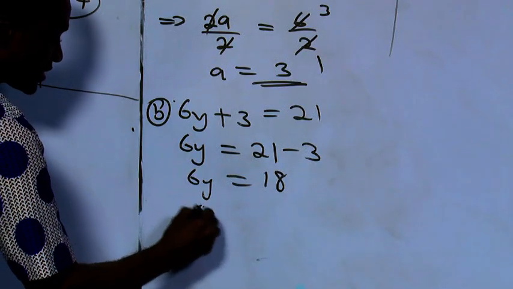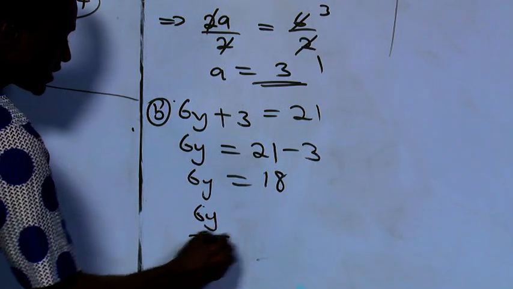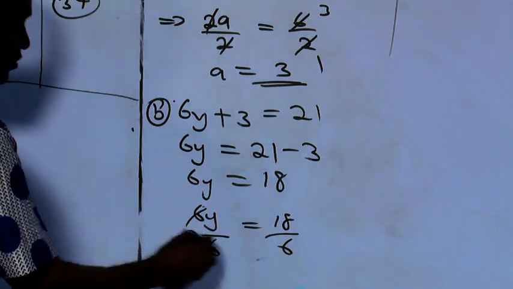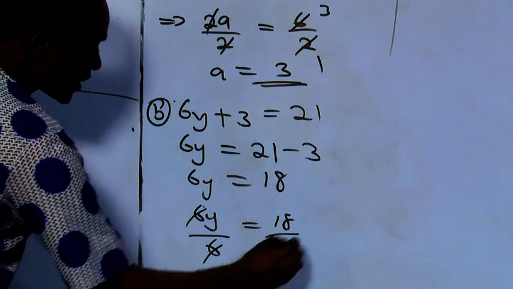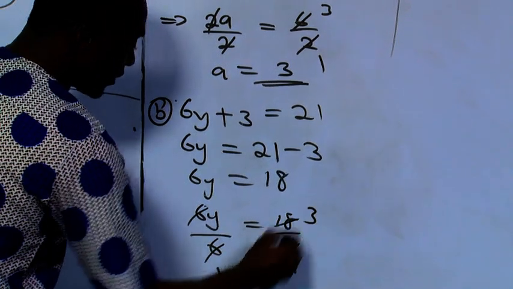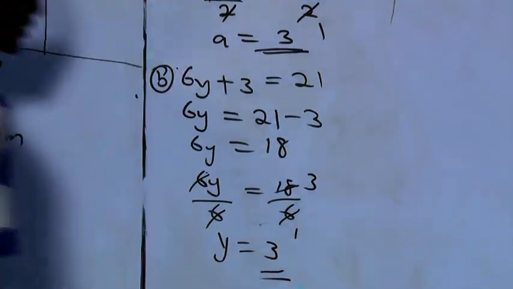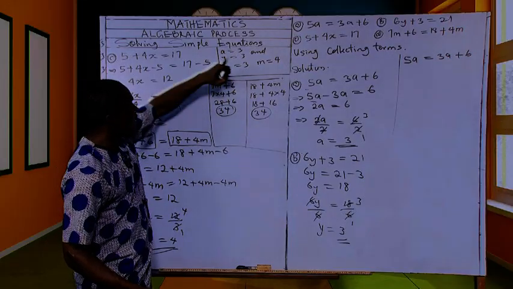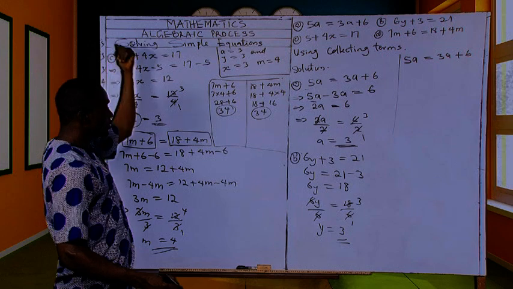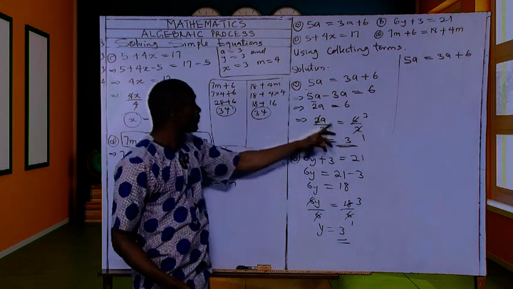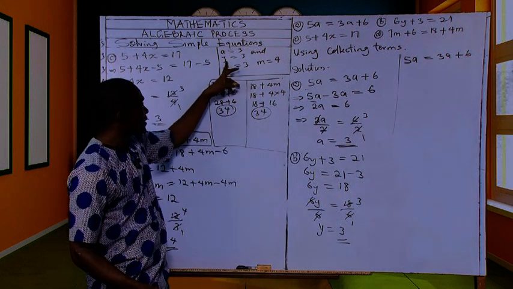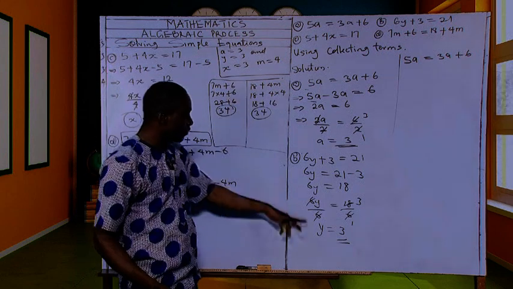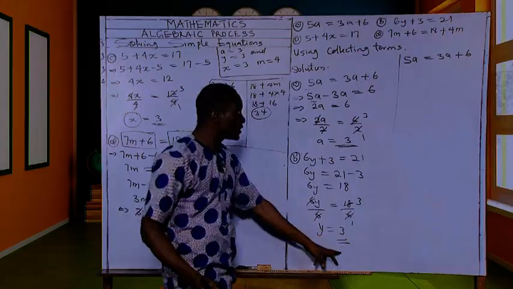And 6y over 6 will be equal to 18 over 6. We cancel this, we have y. 6 here 1, 6 in 18 is 3. We have 3. Okay? So that is that. You can see that the value of y in the previous solution using the other method was 3, and we got it here too.